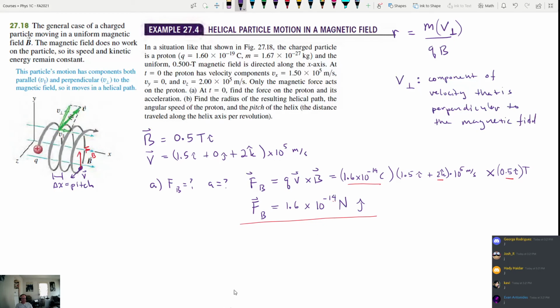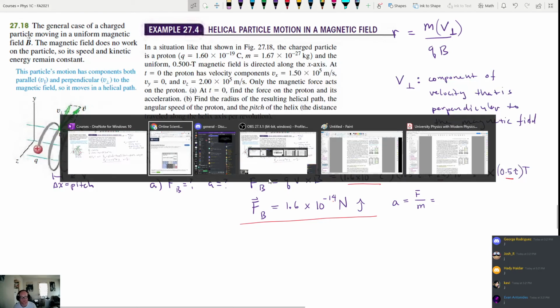All right. So that's our force, and acceleration is very easy to find from that. Acceleration is just going to be equal to the force divided by the mass. So that's going to be equal to that number divided by the mass of the particle, which is right here. In the interest of saving time, I'm just going to plug these things into this calculator here.